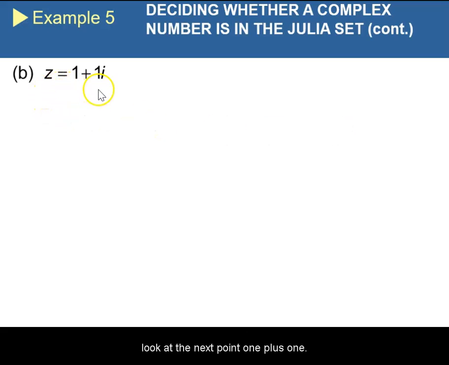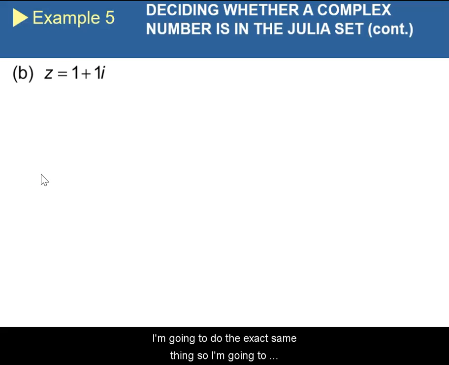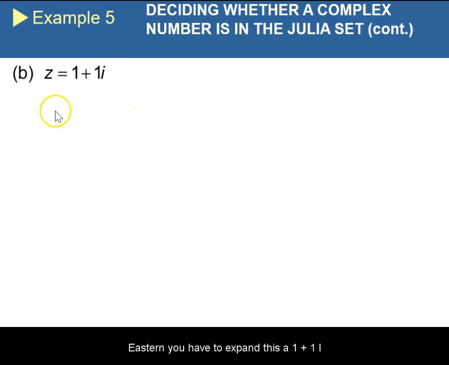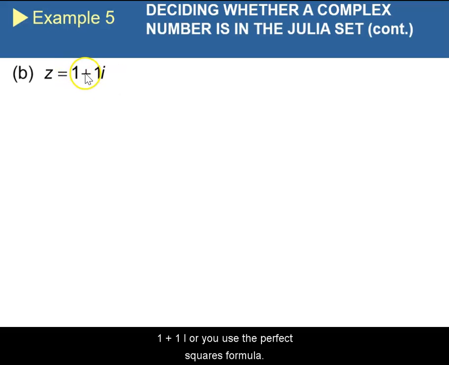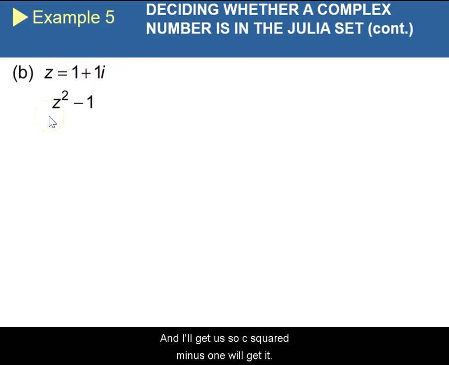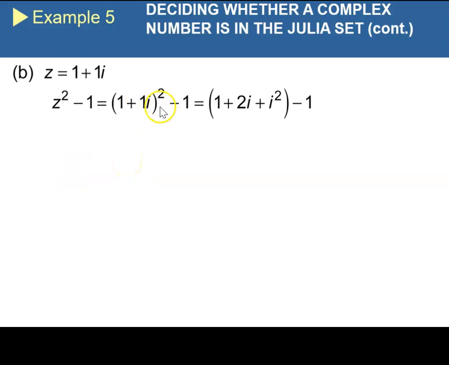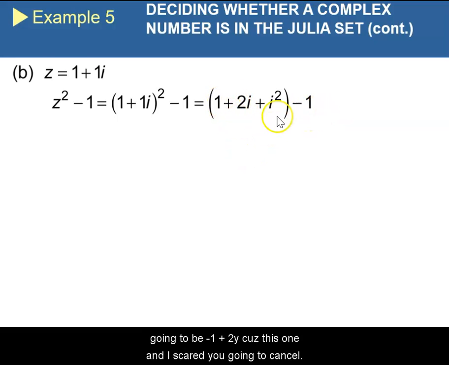Next, we'll look at the next point, 1 plus 1i. We're going to do the exact same thing. I'm going to square this. Remember, you're not just squaring each term. You have to expand this: 1 plus 1i times 1 plus 1i, or you use the perfect squares formula. So z squared minus 1 will get us 1 plus 2i plus i squared, minus 1. Then we'll have to simplify this. This is really going to be negative 1 plus 2i, because the 1 and i squared are going to cancel, since i squared is negative 1.